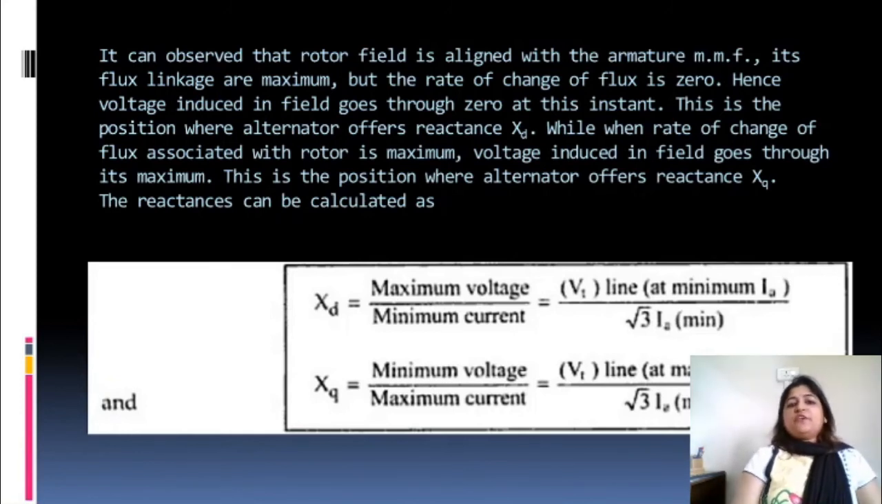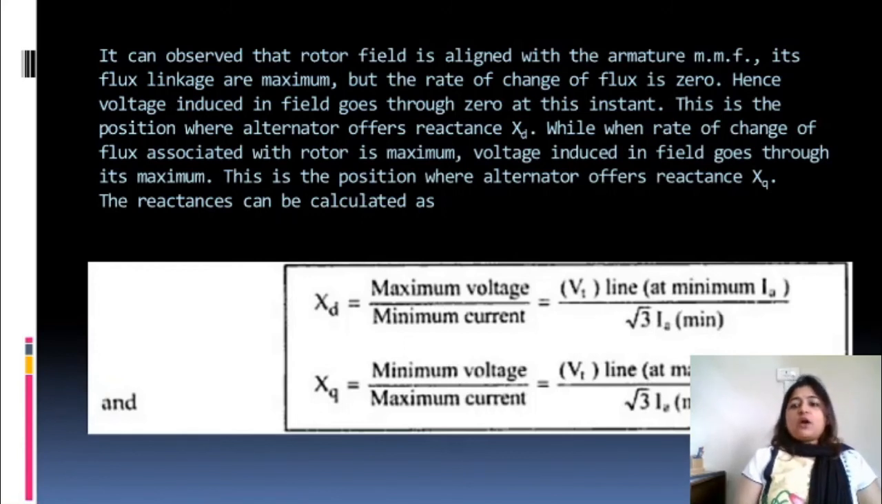So what we observed in the waveform is one more thing. When the rotor field is aligned with the armature MMF, that is we are talking about the d-axis, when the d-axis is aligned with the armature MMF, at that time flux linkages are maximum, but the rate of change of flux is minimum. And that is why the EMF induced is minimum. And at this instant, we can say the alternator offers the reactance XD, that is the direct axis synchronous reactance.